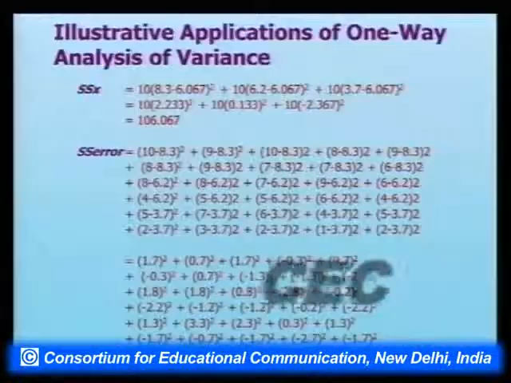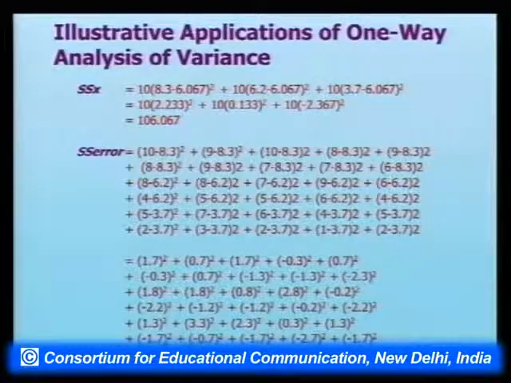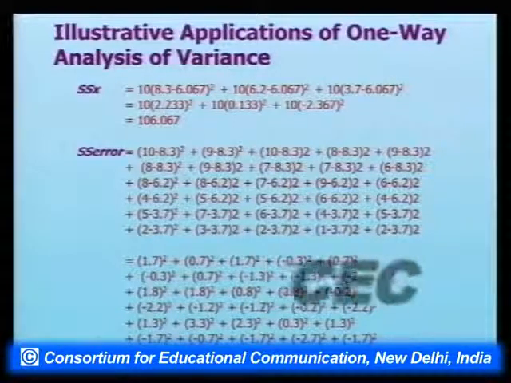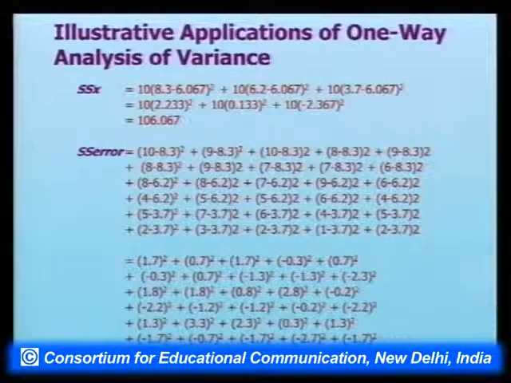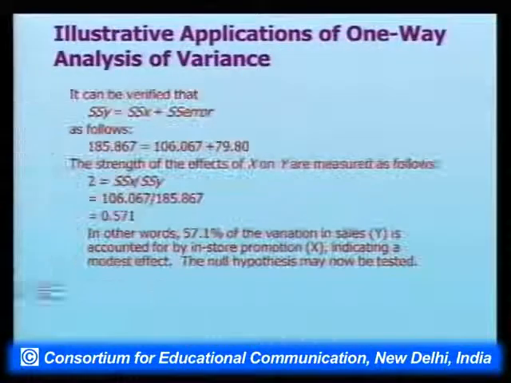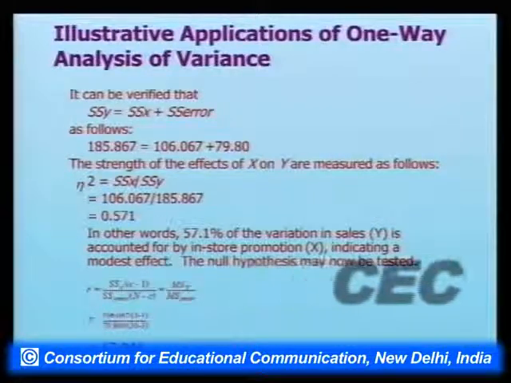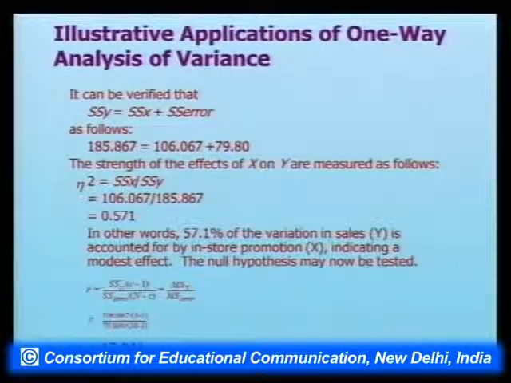The second group has a mean of 6.2 and the third group has a mean of 3.7. Then we find the squares of these and add all of them together. Adding all of them together gives us SS error as 79.80. And as we defined the relationship that SSY is equal to SSX plus SS error, we can actually test this hypothesis, and we know that 185 is equal to SSX plus SS error.